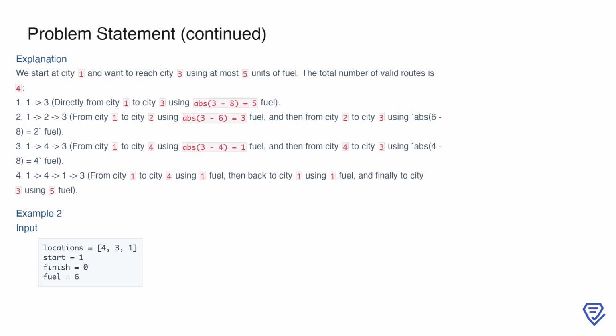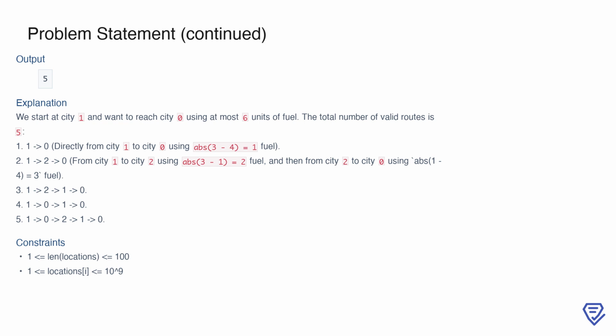A third route involves traveling from city 1 to city 4, which is at position 4, using 1 unit of fuel, and then from city 4 to city 3, consuming an additional 4 units of fuel. The fourth route is a bit longer, where we go from city 1 to city 4 using 1 unit of fuel, return to city 1 using another unit, and then proceed to city 3 using 5 units of fuel. These 4 routes collectively account for all possible ways to travel from city 1 to city 3 with the given fuel. Let's consider another example.